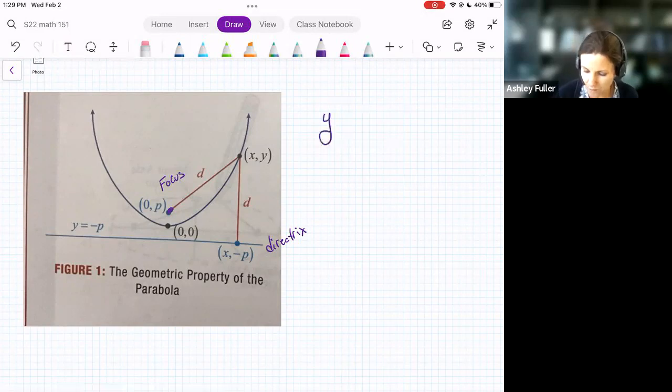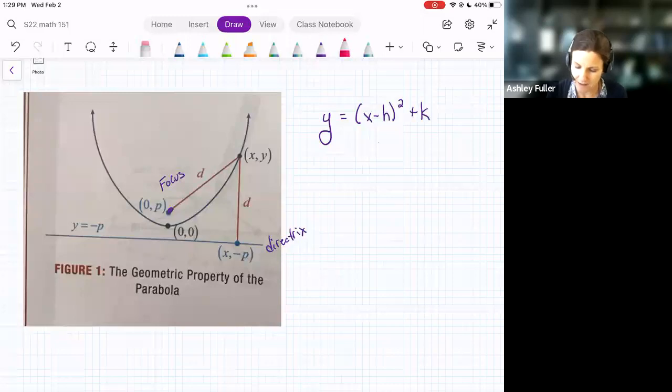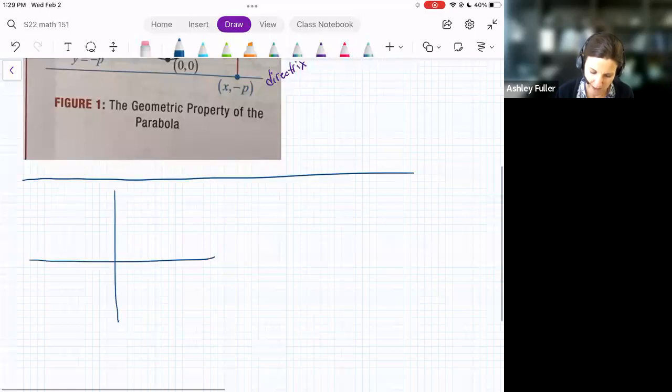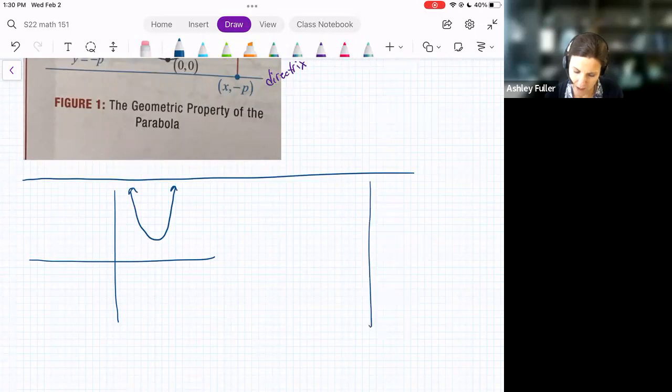You guys have dealt with vertex form in previous classes where you had something like this and you had y equals x minus h squared plus k. These values helped you find the vertex, and then we plugged in additional values to find other points on the parabola. We're going to look at the standard form equation of a parabola, and there's two types of parabolas we're going to consider. We're going to have the vertical parabola, which is traditionally what you've dealt with up to this point, and you're going to have a horizontal parabola that goes in that direction.